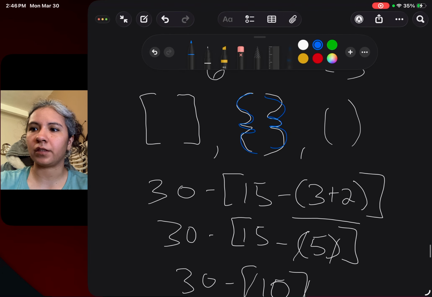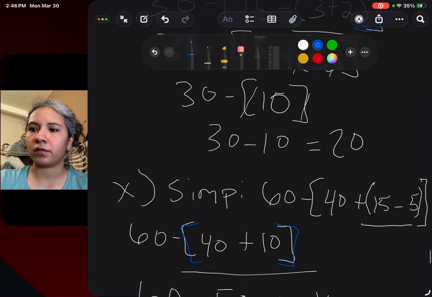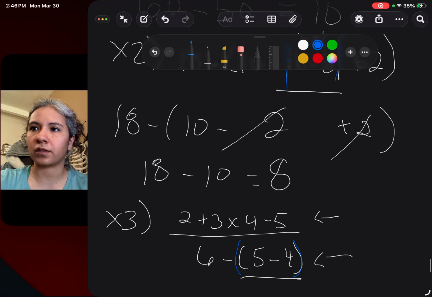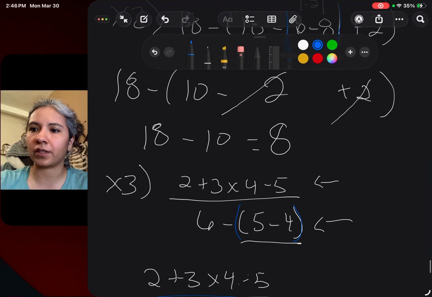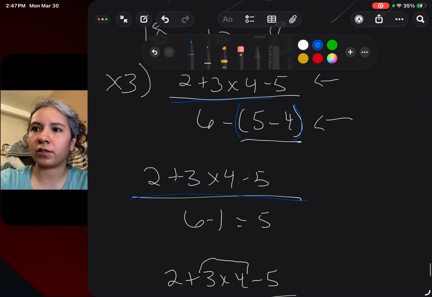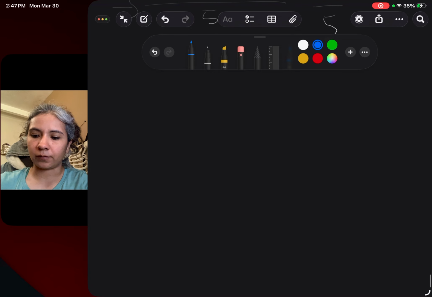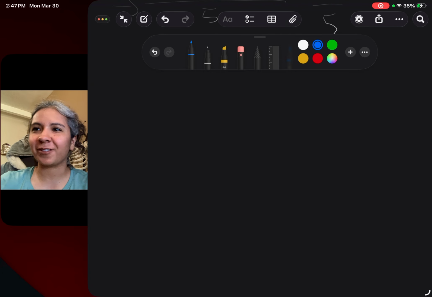So like we did these ones inside, then the next ones. Alright, and then with the absolute value, we did those first because they were inside, and then the parentheses. With the division bar, you go for top and bottom first. Bottom had a parentheses. So that's symbols of inclusion.